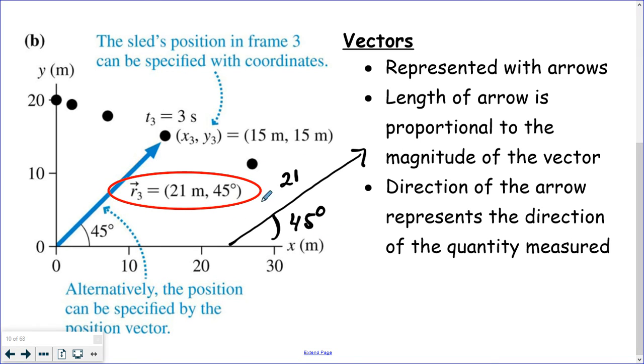Now I've got another one written right here. It's 21, it's in black, going this direction at 45 degrees. These two vectors are the exact same vector. The position of that vector, where it starts, does not matter.